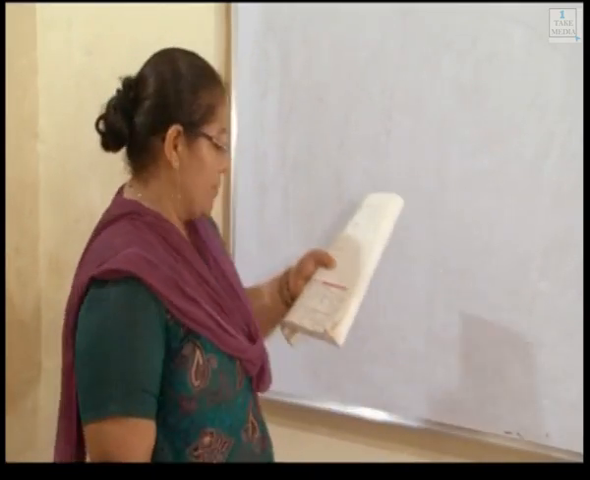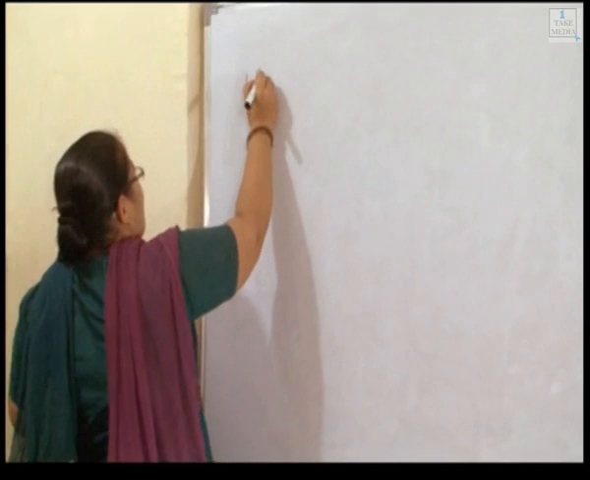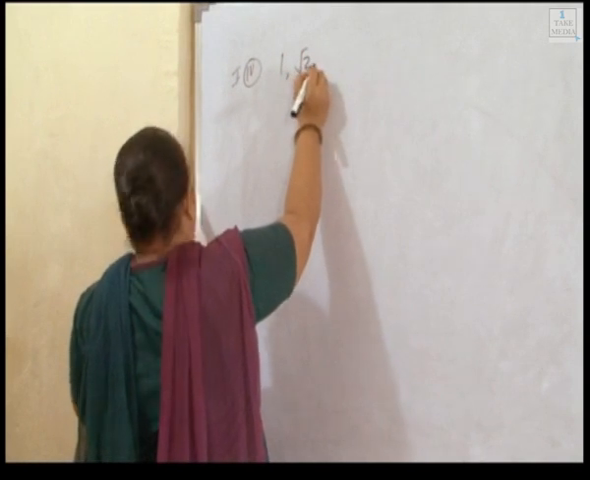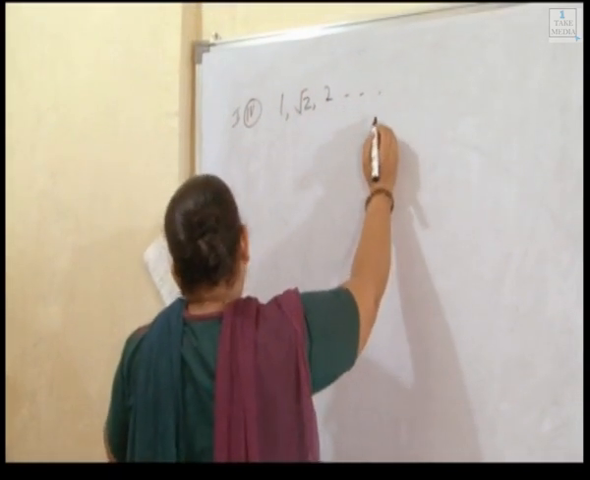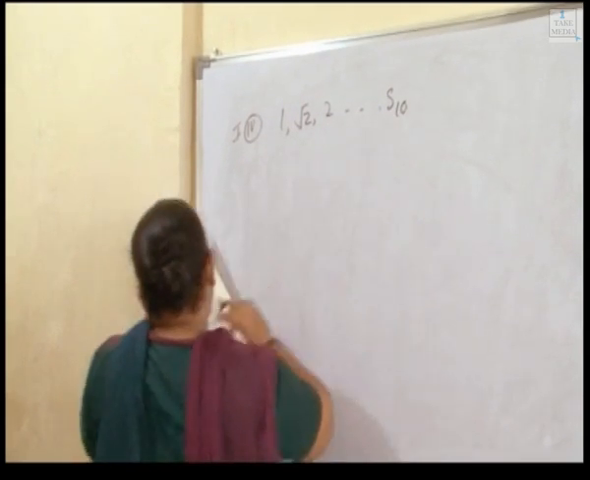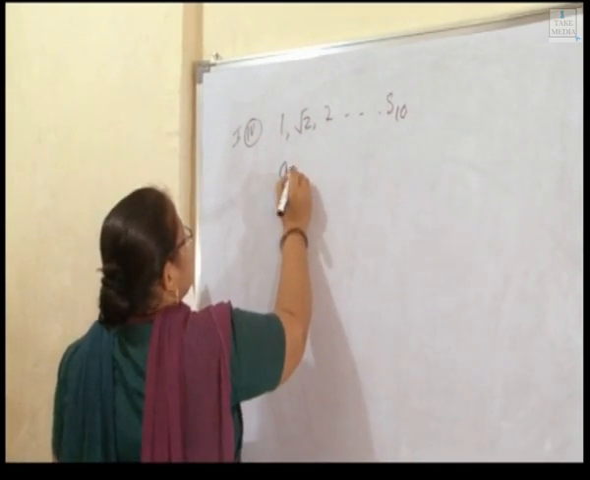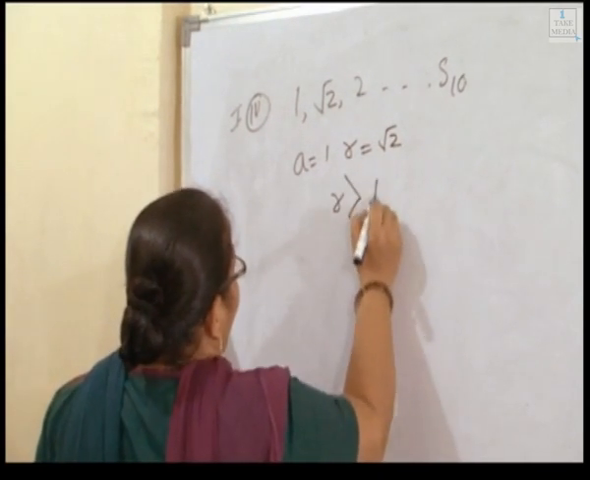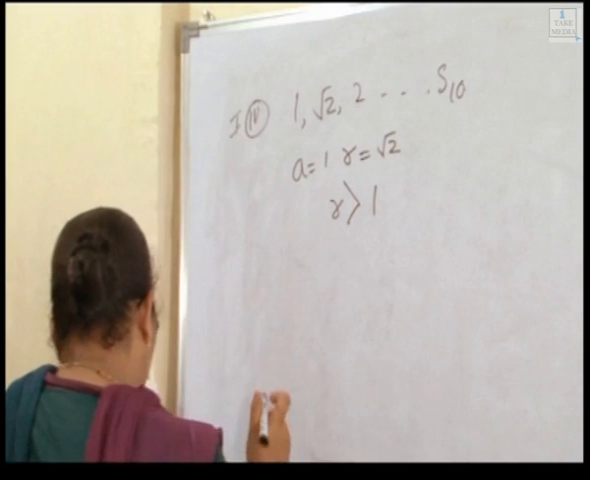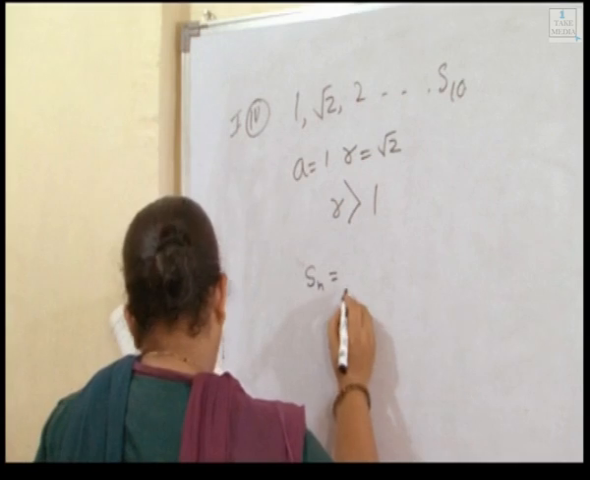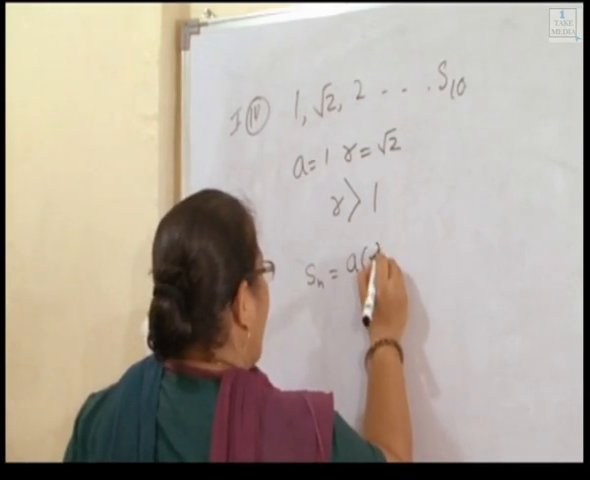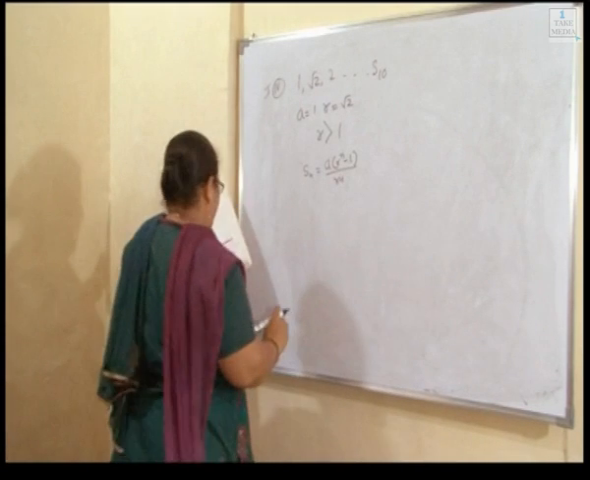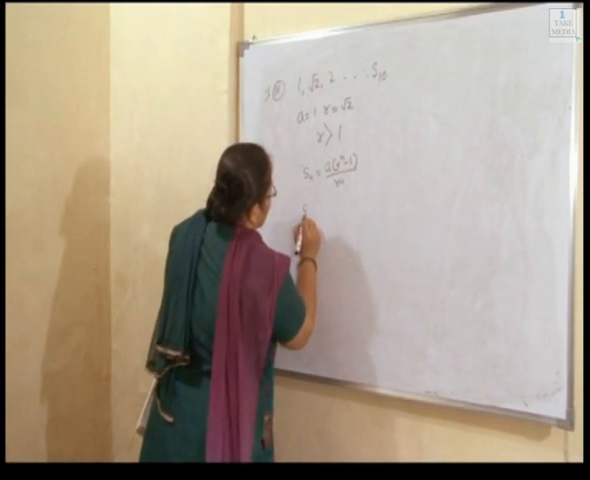Exercise 1.8, question 1, sub question 4. The question is 1, root 2, 2, and so on. So we have to find S10. Here a equals 1 and r equals root 2, which means the r value is greater than 1. So we write the formula Sn equals a times r to the n minus 1 upon r minus 1. So we have to calculate S10.